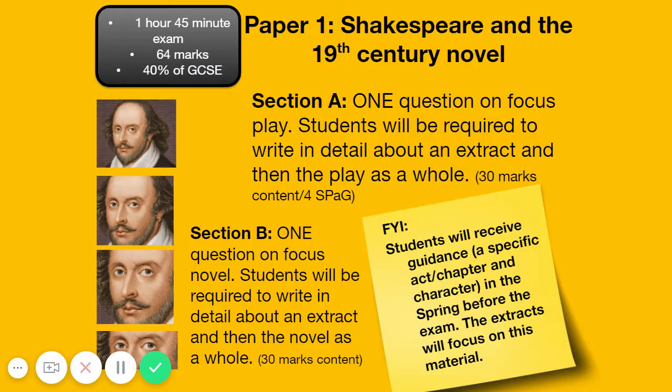And then we move on to English literature. So we have, again, 2 papers for the English literature exam or qualification. There's paper 1, which is Shakespeare and the 19th century novel. This is the paper that we will be doing in year 11. So students will receive guidance in the spring, a specific act or chapter in character, and they will use these extracts to focus on how to answer the question in depth so that they can enter that exam confidently, knowing that they can answer the question in an appropriate and successful manner.